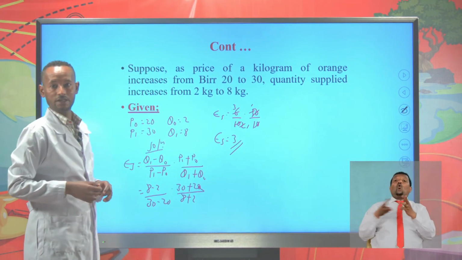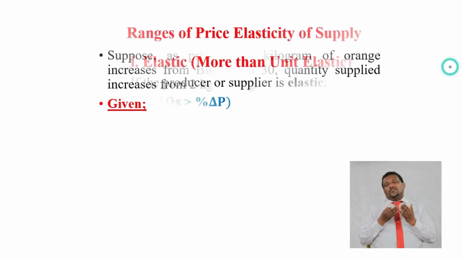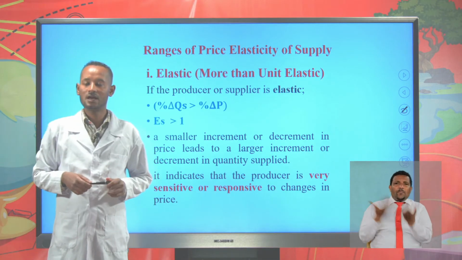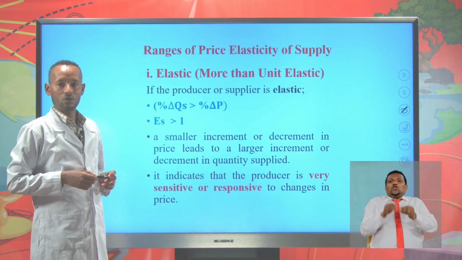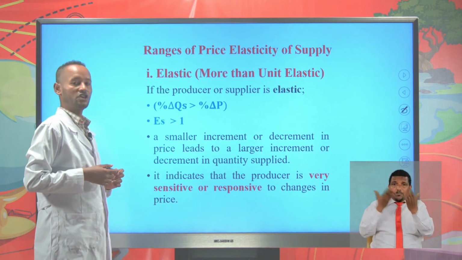This is the way of calculating the price elasticity of supply. Now let's see the ranges of elasticity of supply called the elastic, inelastic and unit elastic. First, the supplier is said to be elastic or more than unit elastic if the percentage change in quantity supplied is greater than the percentage change in price.